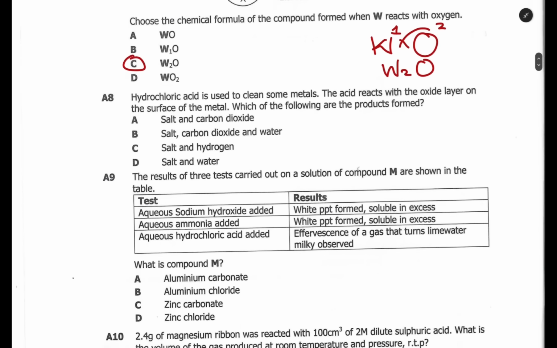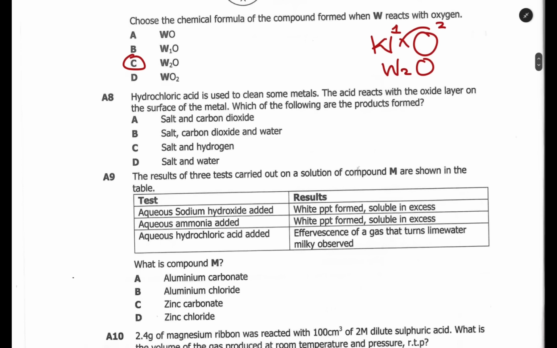You learn something. Question 8. Hydrochloric acid is used to clean some metals. The acid reacts with the oxide layer on the surface of the metal. Which of the following are products formed? Now, this is an acid reacting with an oxide. It can be a metal oxide, but what we know is that this is a base. Then an acid. So what is formed normally is salt and water. So in other words, the answer is D, salt and water.